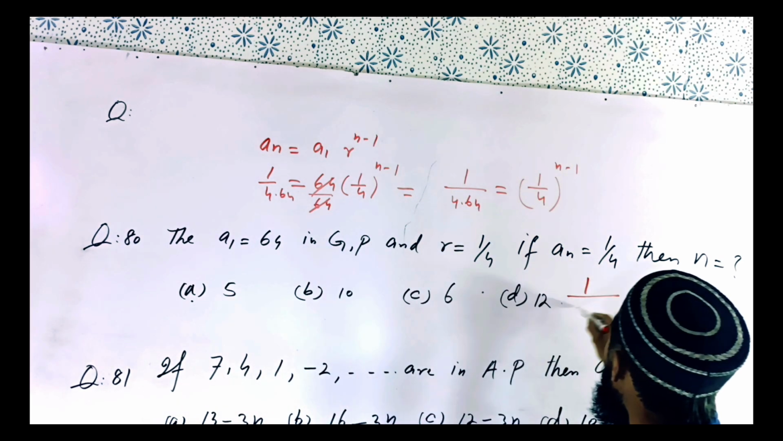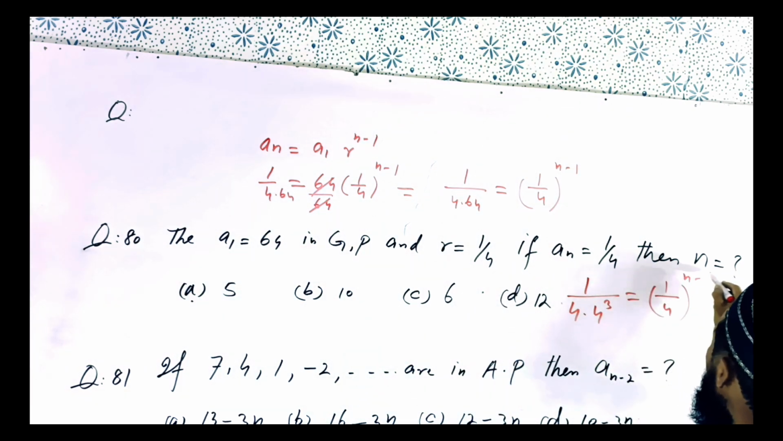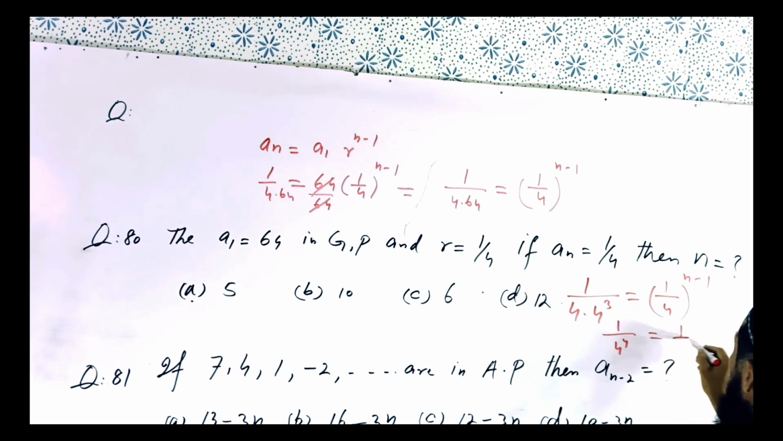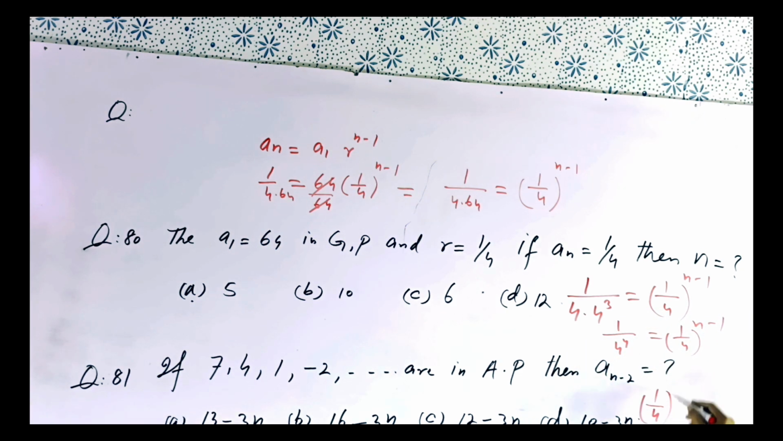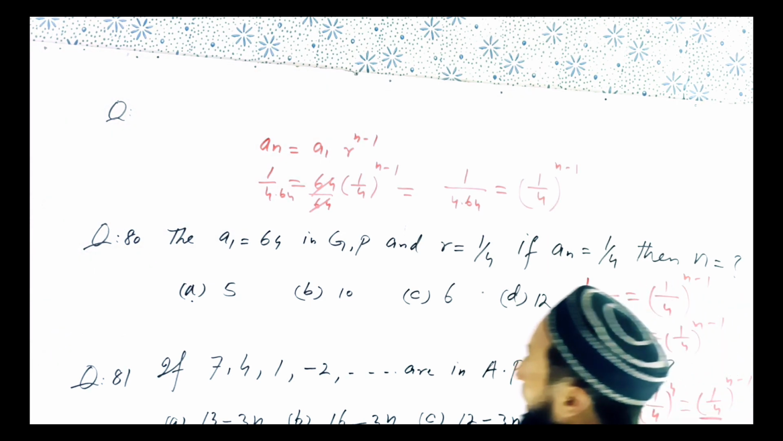So we get here 4 into 4 power 3 is equal to 1 by 4 whole power n minus 1. So we can write 4 power 4 is equal to 1 by 4 whole power n minus 1. Similarly, 1 by 4 whole power 4 is equal to n minus 1. Bases are same, so we take the exponent: 4 is equal to n minus 1. So n is equal to 4 plus 1 is equal to 5. 5 is the correct answer here.